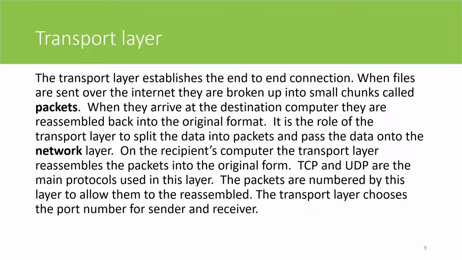The transport layer establishes the end-to-end connection. When files are sent over the internet, they're broken up into small chunks called packets. When they arrive at the destination computer, they are reassembled back into the original format. It is the role of the transport layer to split the data into packets and pass the data onto the network layer. On the recipient's computer, the transport layer reassembles the packets into the original form. TCP and UDP are the main protocols used in this layer. The packets are numbered by this layer to allow them to be reassembled. The transport layer chooses the port number for the sender and receiver.